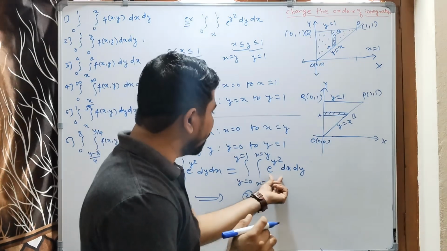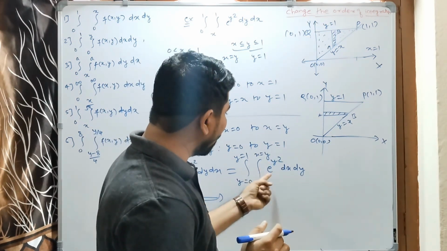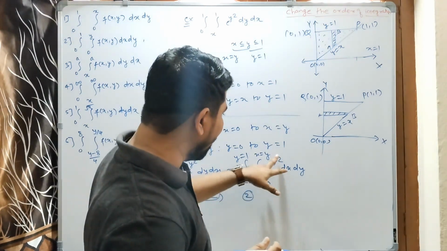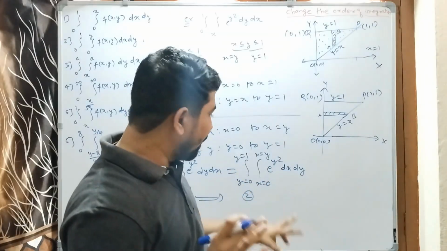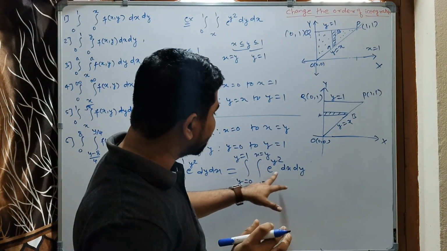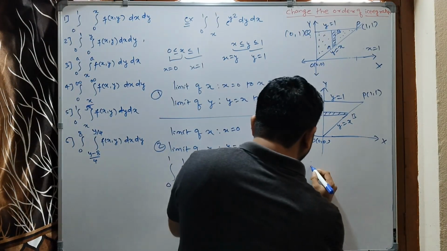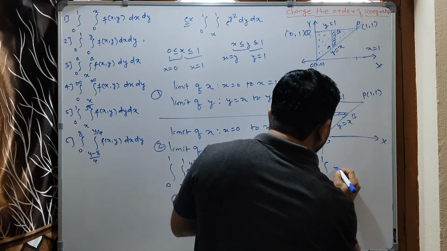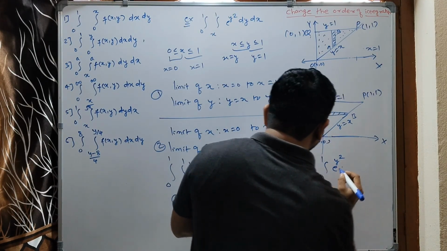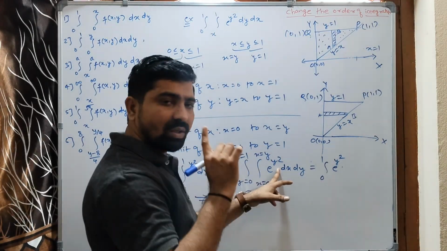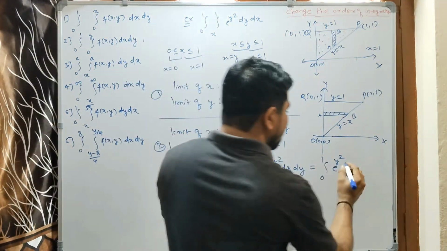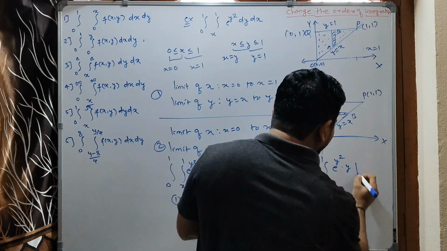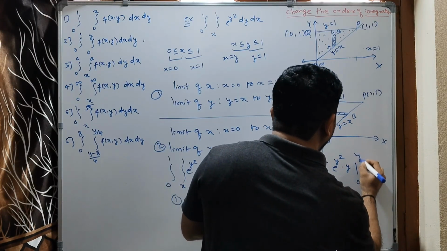While integrating this function with respect to dx, here the y variable is a constant. So I will treat this function as a constant. Here the limits are 0 to 1. The constant of integration is e to the power y square. Here, integration of this constant function with respect to x gives y. Here the limits are 0 to y.